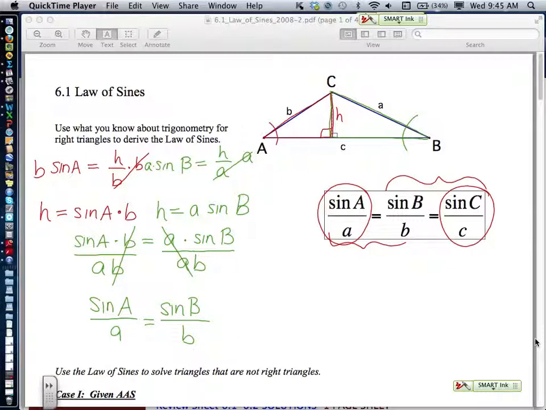So you just set up the proportion that's convenient for whatever it is you're trying to solve. And we'll take a look at that with some problems. The other thing we can do with proportions is cross multiply and then divide to solve, or we can take the whole proportion and basically flip it. So I could also write this as A over sine A equals B over sine B, and that would be a true equation as well, just using your rules for proportions.